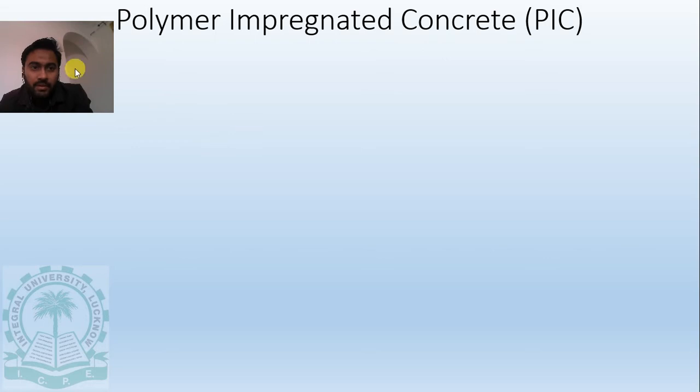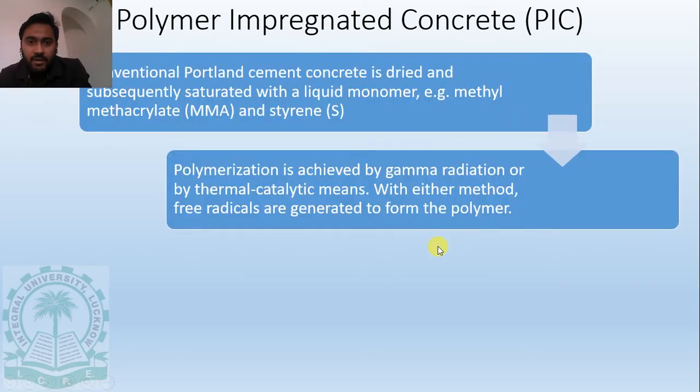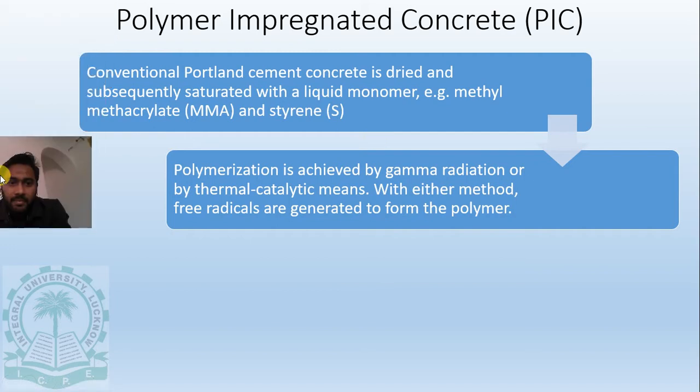So polymer impregnated concrete, how is it prepared? Conventional Portland cement concrete is dried and subsequently saturated with liquid monomers, for example methyl methacrylate, MMA. You should remember this word, methyl methacrylate, MMA. After that, polymerization is done using gamma radiation or thermal catalyst methods.